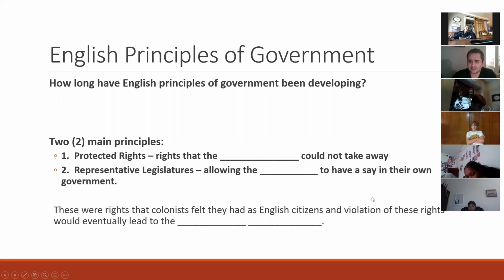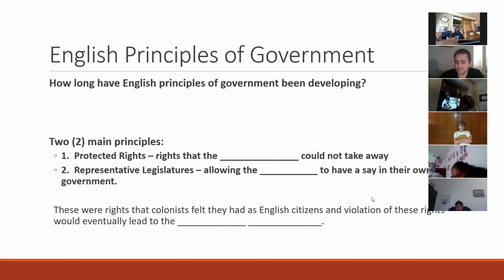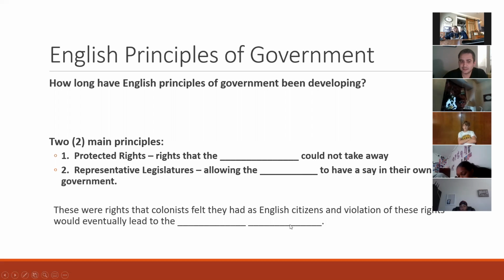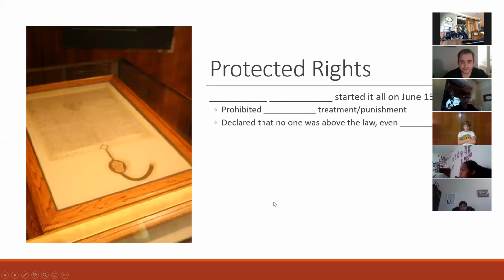These are rights that the colonists, because they viewed themselves as British citizens, would view any potential violation of as a cause for breaking away and declaring independence. Okay, so keep these rights in mind. We have certain rights as British citizens, and we get to have a say in our own government. Okay.